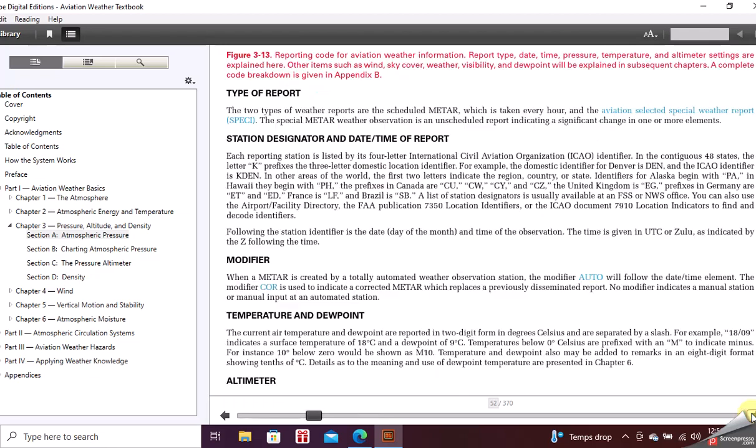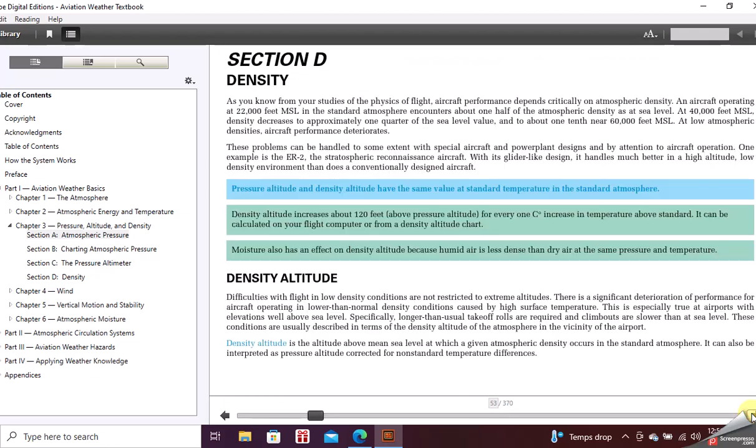We're not going to deal with METAR code here. You can read through this very detailed. Density is another problem. You want a decent density to fly. In other words, if you have very low density, it's going to take a lot longer for your aircraft to build up speed and be able to get aloft.